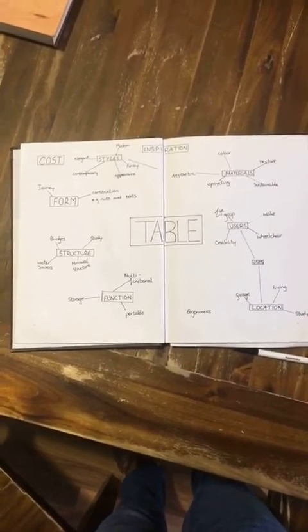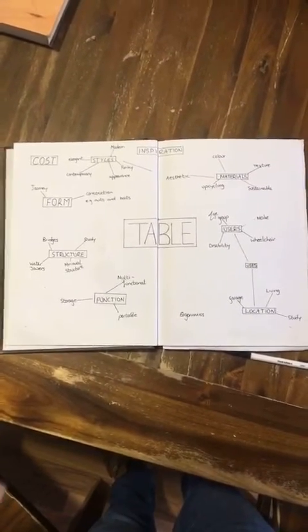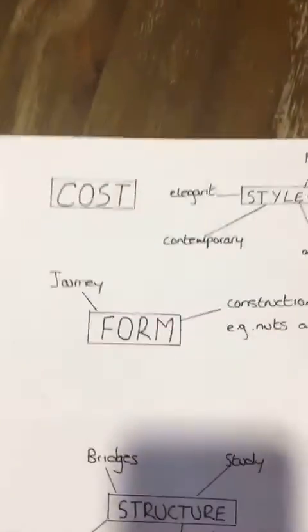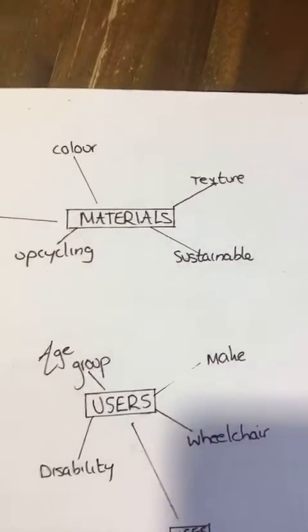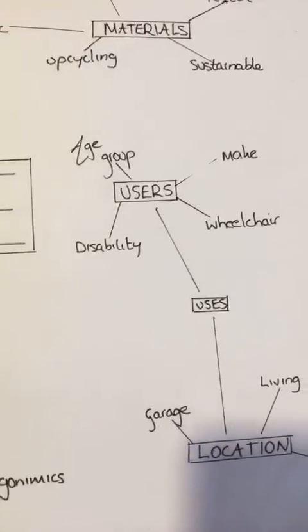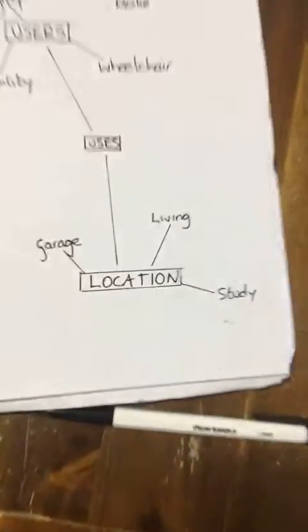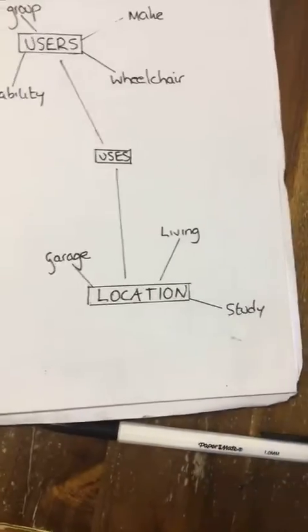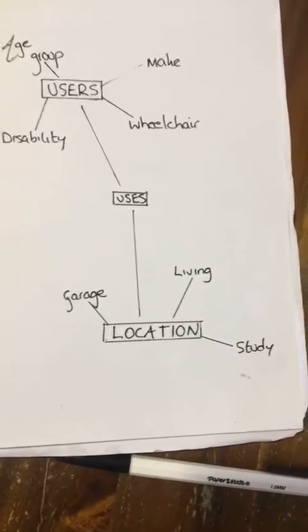A great way of bringing all our material together is by brainstorming. So put table in the middle, or desk, and as you can see I've put function, structure, form, the cost of the material, style, materials we're going to use, its users, so that's going to be us because we're remote learning at home, and location. So obviously where is it going to be in our homes? It's going to be in our rooms, in kitchens or living rooms.